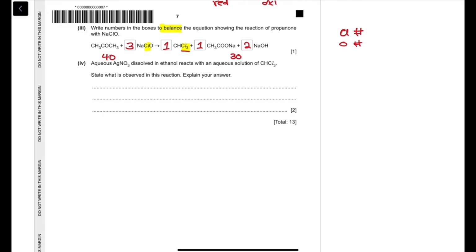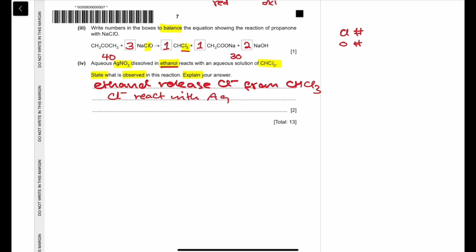So here it says aqueous AgNO3, which is silver nitrate dissolved in ethanol, reacts with an aqueous solution of CHCl3. State what is observed and explain your answer. So what the ethanol is going to do is it's actually going to release chloride ions from CHCl3. These chloride ions can react with Ag+ ions from the silver nitrate to form AgCl. AgCl is a white precipitate.